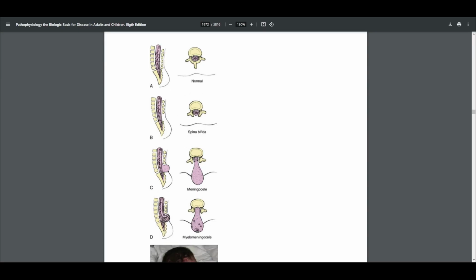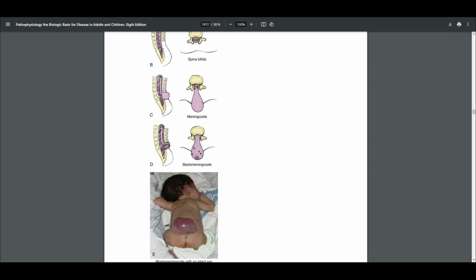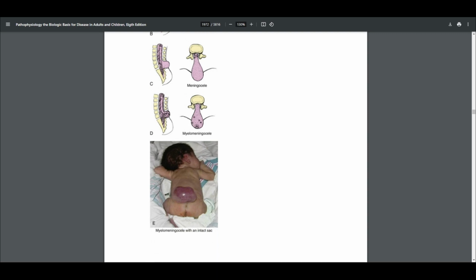So here we see how your normal, your spina bifida, your meningocele, and your myelomeningocele may occur. So here you see that.